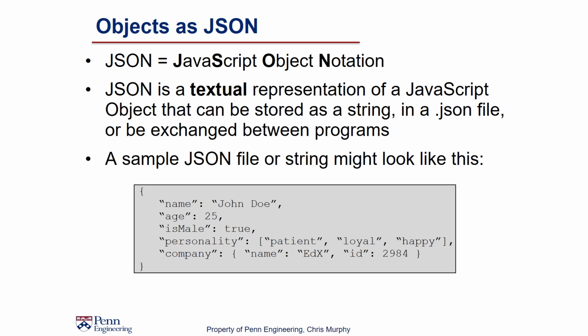Now what if the content that we want to store in local storage is not simply a number, but is, for instance, an object? Then we need to use what's known as JavaScript Object Notation, or JSON. JSON is a textual representation of a JavaScript object that can be stored as a string. We're going to see how we use this later in the course, for instance, exchanging data between programs. But it's simply structured key-value pairs of the fields or properties of that object.